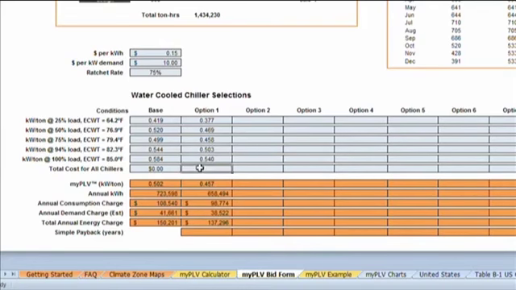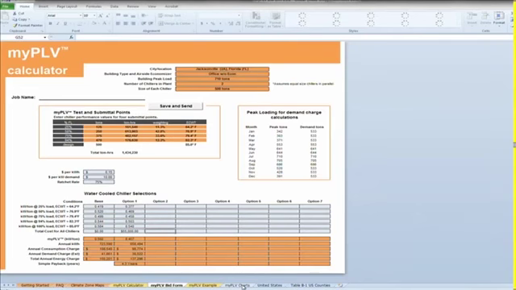The high efficiency chillers cost $55,000 more than the base chillers. We'll input this in the cost cell. Using the annual consumption and demand fields, we can get an annual dollar savings, which will be used to calculate a simple payback. For our example here, the high efficiency chillers will pay back in 4.3 years. The last feature of MyPLV we'll look at is the Charts tab.